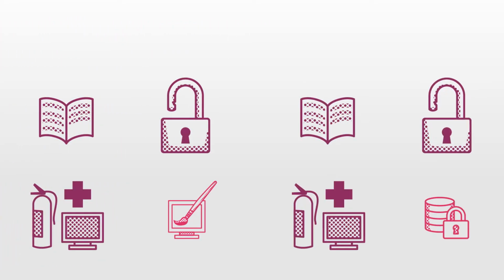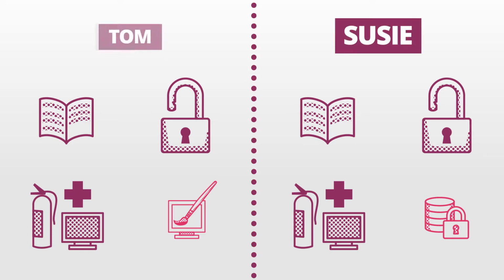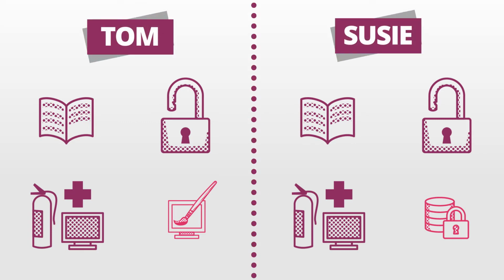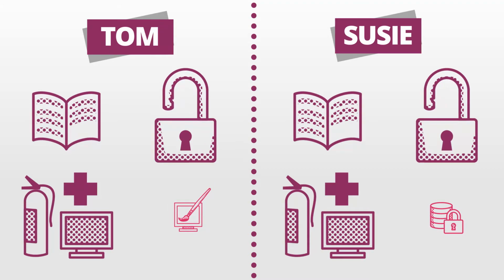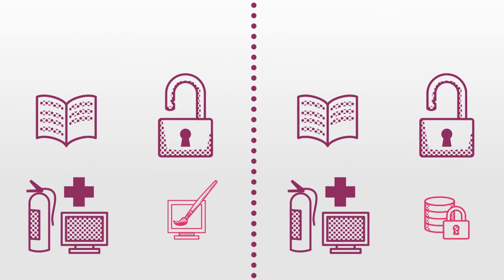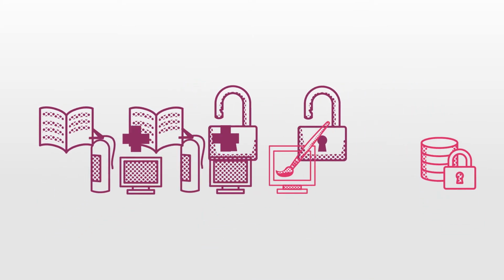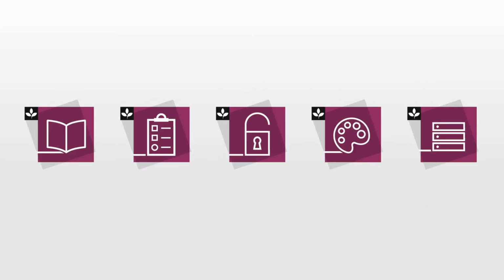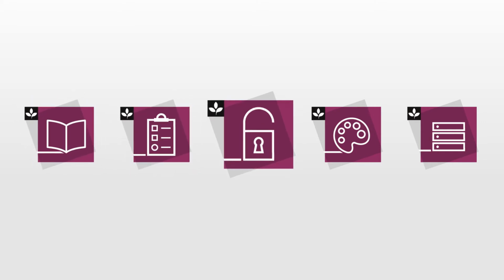So, what to do? Well, we could add all of this learning to 2 different courses, one for Susie and one for Tom. But much of the information is the same, and this will be difficult to maintain for all new starters. Instead, we could build each course once, in a modular style. A course for the company overview, a course for health and safety, and so on.